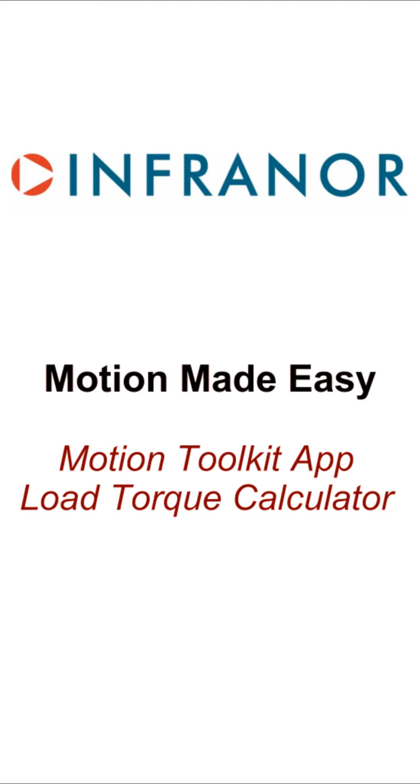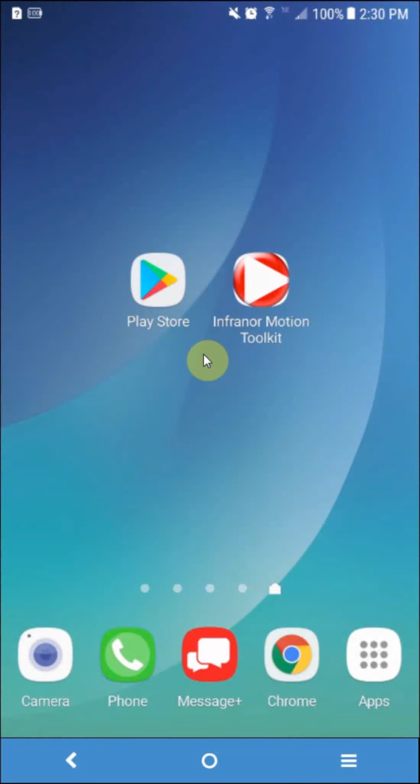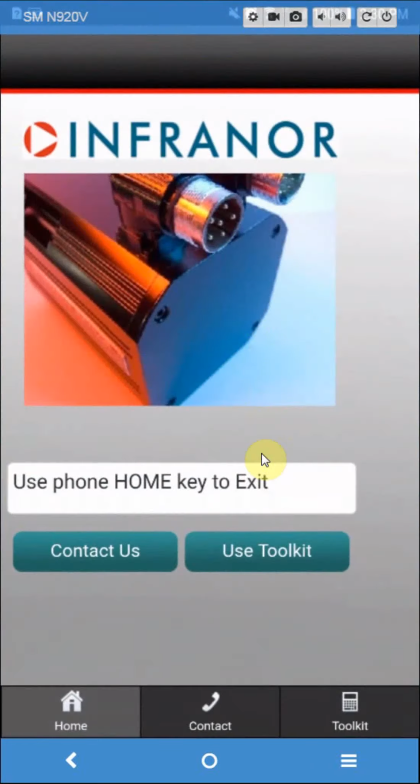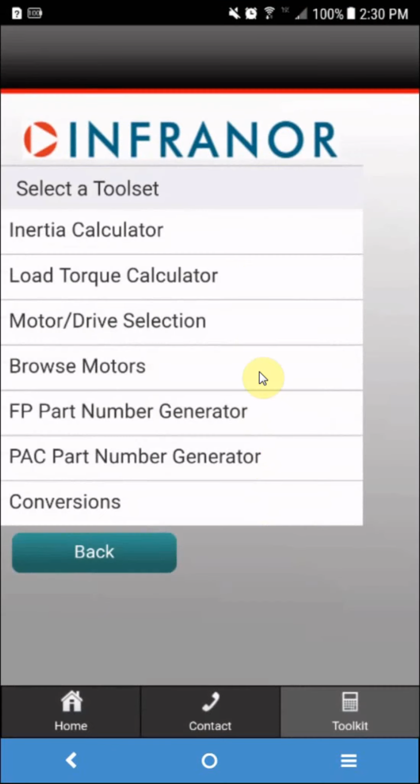In this episode we will go over the load torque calculator located in the Motion Toolkit application. This assumes that you know your application's motion profile and have calculated your reflected load inertia. Start by opening the Infranor Motion Toolkit on your mobile device. Continue to the toolkit and open the load torque calculator window.